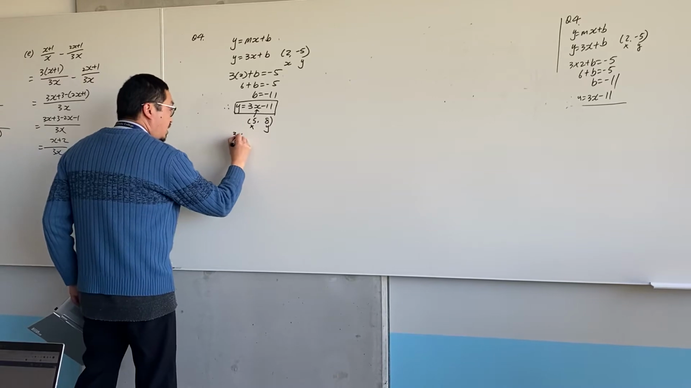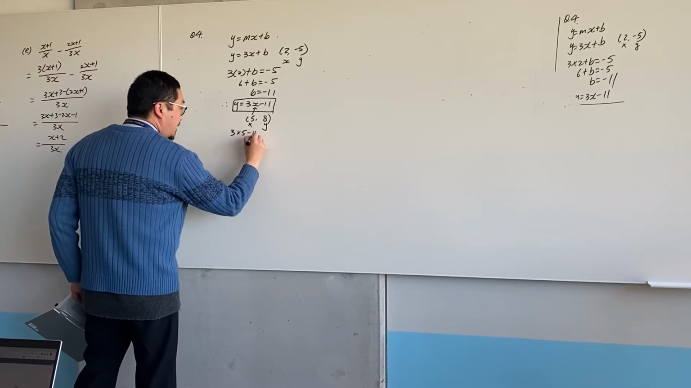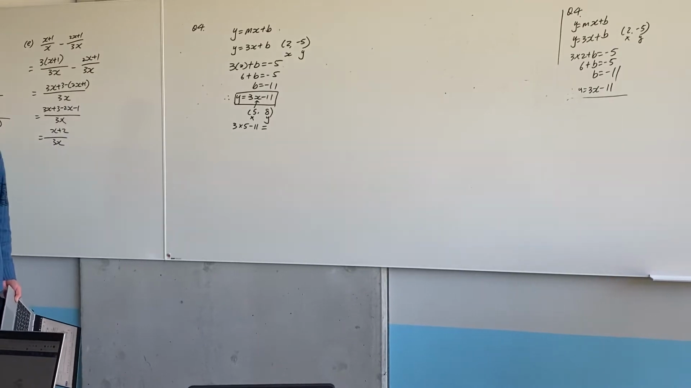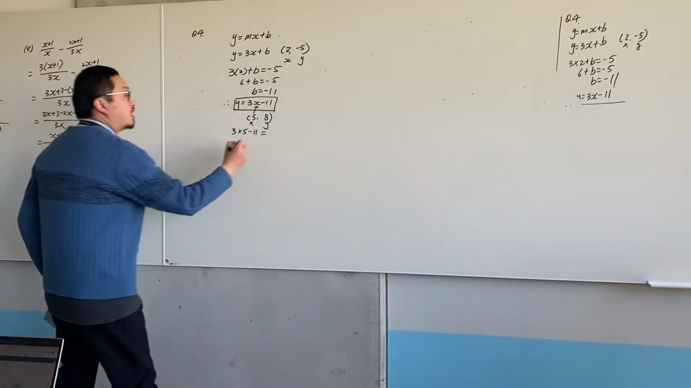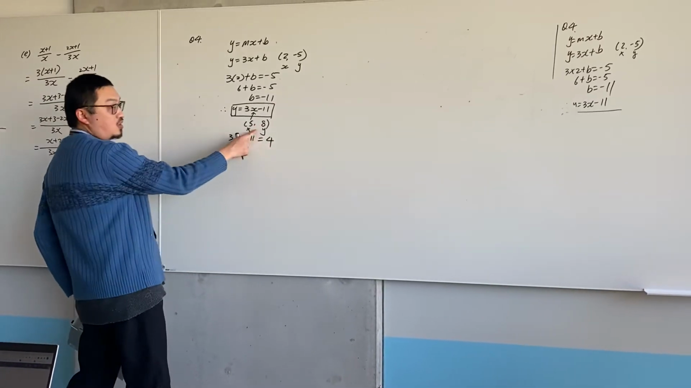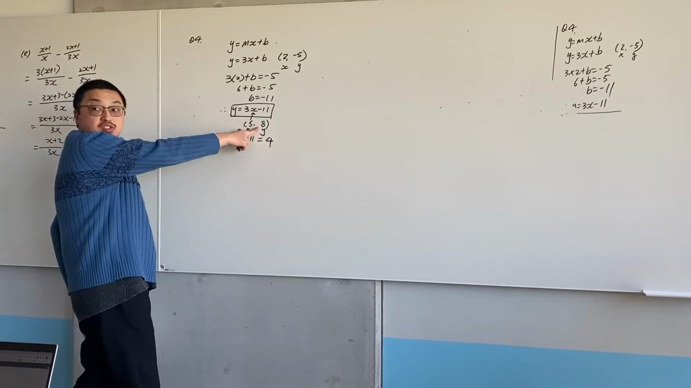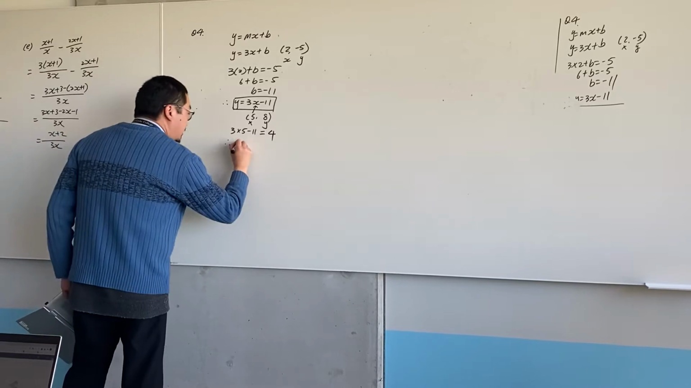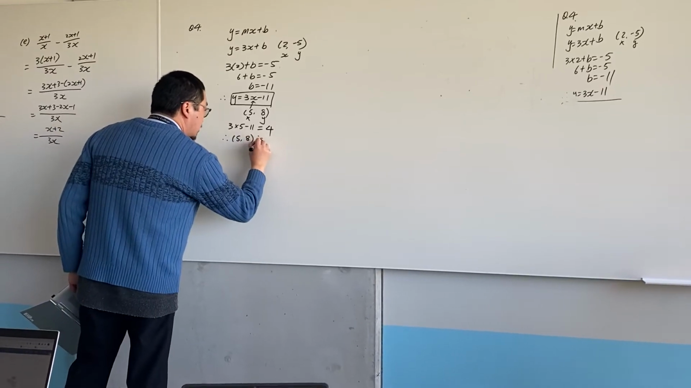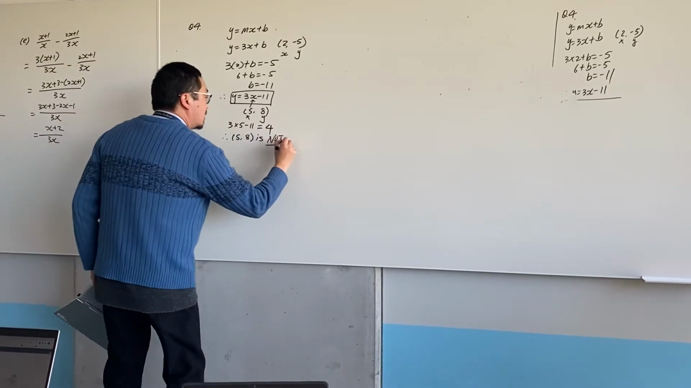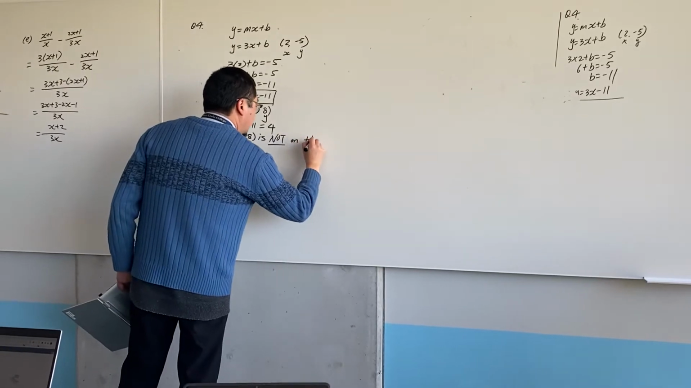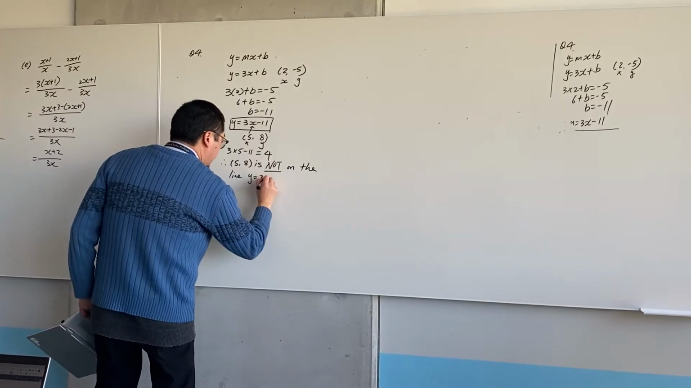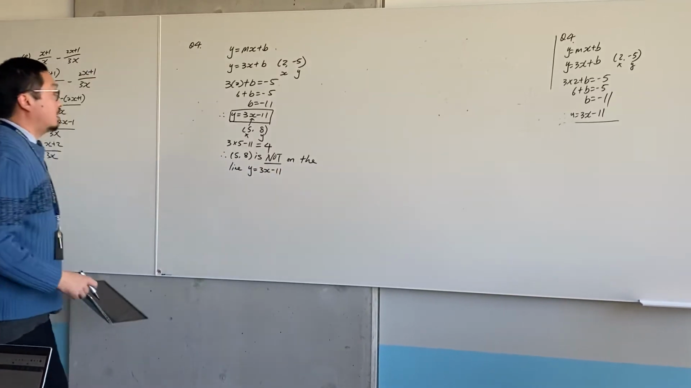So let's go 3 times 5 minus 11. What is that? 4. 4, yeah? Clearly, 4 is not the y. 4 is not 8. Yeah, therefore we can make a conclusion. So we can say this point is not on the line y equals 3x minus 11.